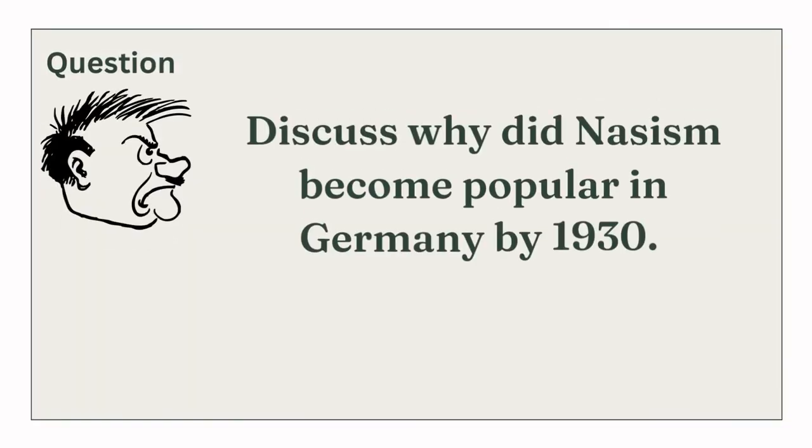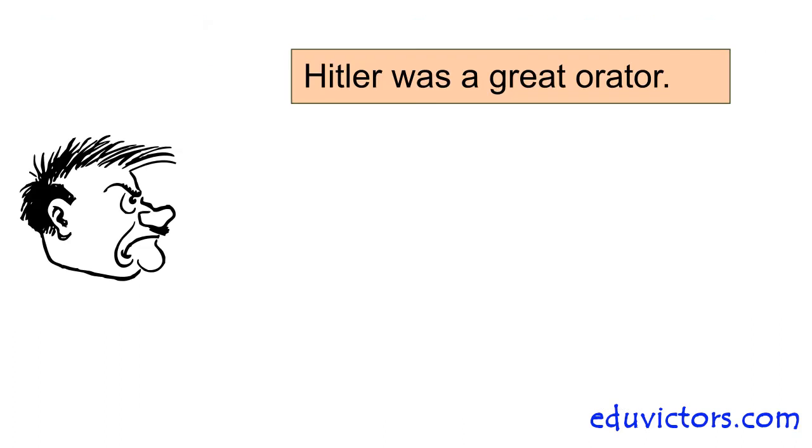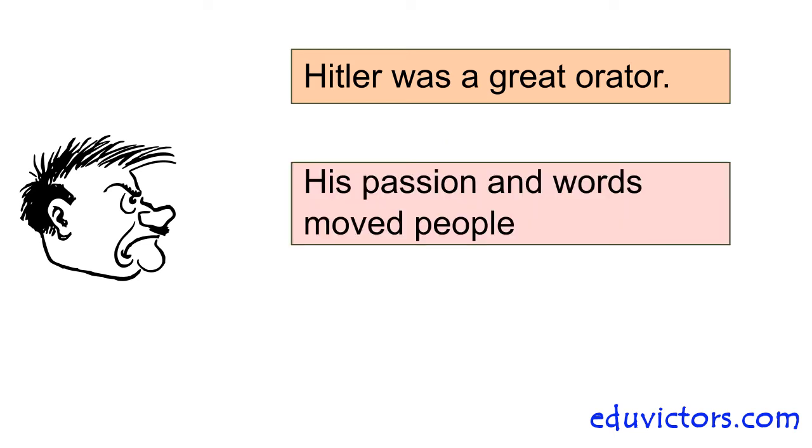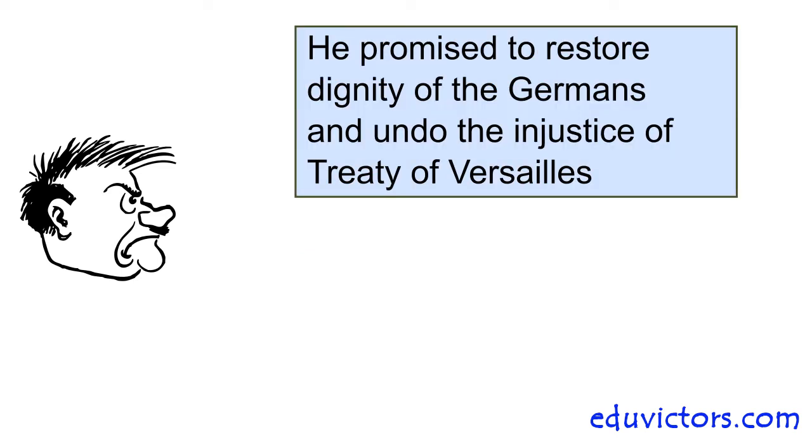Discuss why Nazism became popular in Germany by 1930. Circumstances under which Nazism became popular were: Hitler was a great orator, his passion and words moved people. He promised to build a strong nation. He promised to restore the dignity of the Germans and undo the injustice of the Treaty of Versailles.